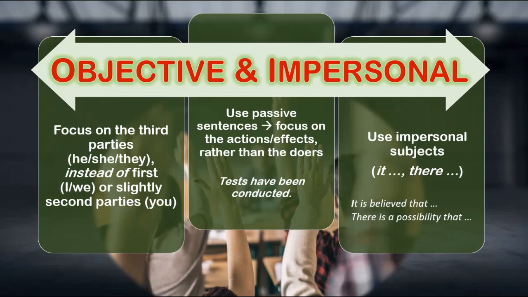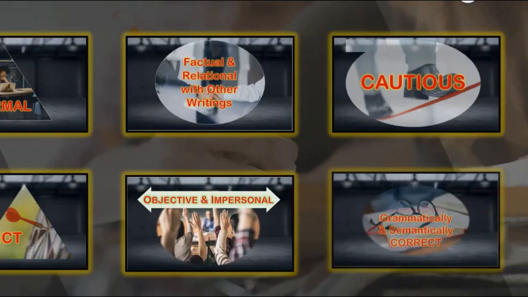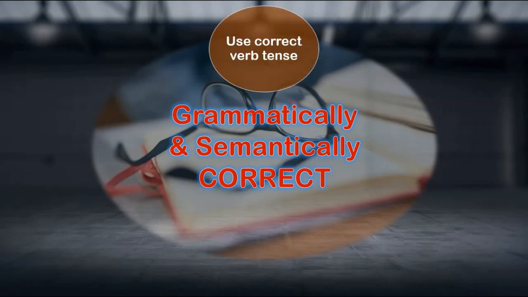Okay. Now we go on to the last characteristic of academic writing, which is writing that is grammatically and semantically correct. Grammatically talks about the grammar, the structure of the sentence, while semantically deals with the meaning of the sentence itself. The first thing is you have to use the correct verb tense. Whether it is in the present or the past, the verb following the subject must agree with it.